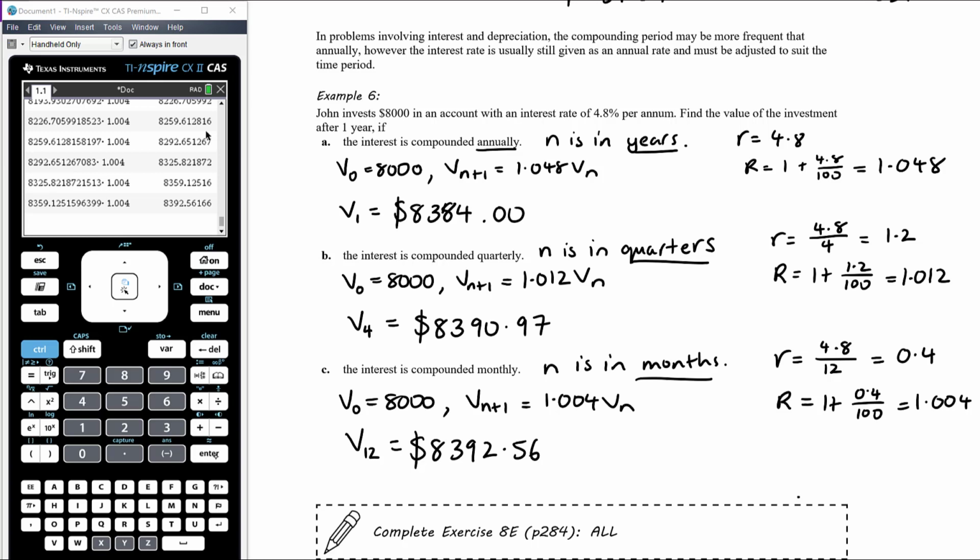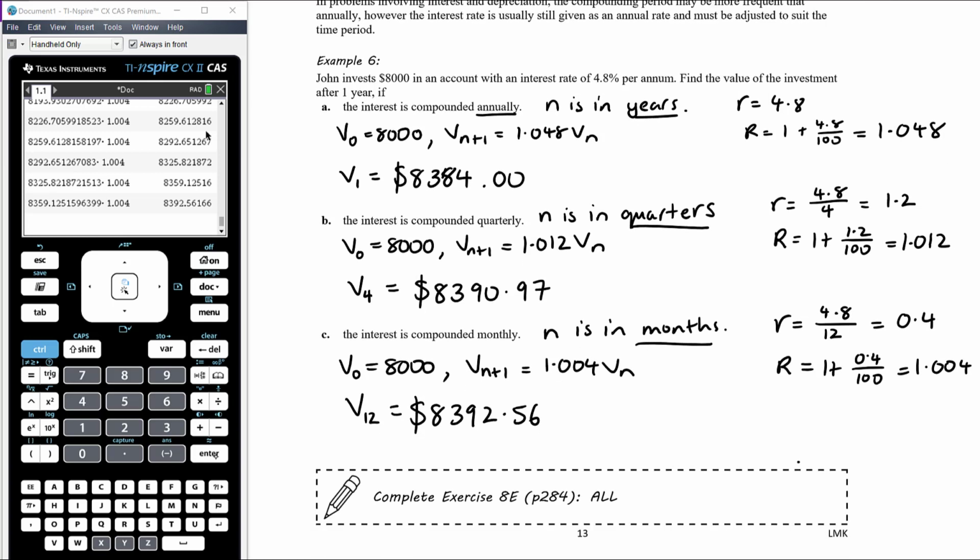So just getting that sense that we can adjust the compound period, and the more frequently we compound the interest, the quicker the interest grows. That's good for us if it's an investment. That's not so good for us if it's a loan where we're the ones paying the interest. Okay, so the work here was exercise 8E.